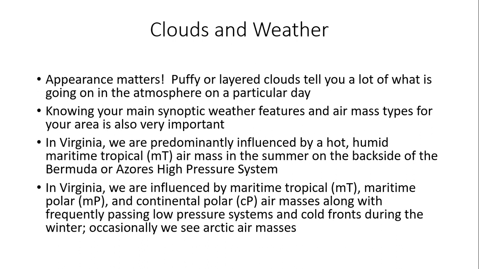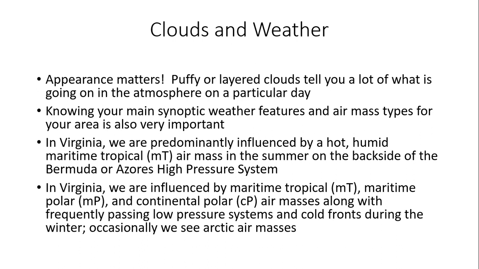Now, if you live in Virginia, we are predominantly influenced by hot and humid maritime tropical air masses in the summer season, on the backside of the Bermuda or Azores high pressure system, the subtropical high that sits in the Atlantic and really strengthens during the summer season. Cool fronts try to work their way in from the northwest, but because of the strength of the Bermuda High, they just cannot push through like they do during the fall, winter, and spring. So we get a lot of southwesterly flow, a clockwise flow around the Bermuda Azores high pressure system. Southwest winds are the predominant wind direction during the summer season along the East Coast in general.